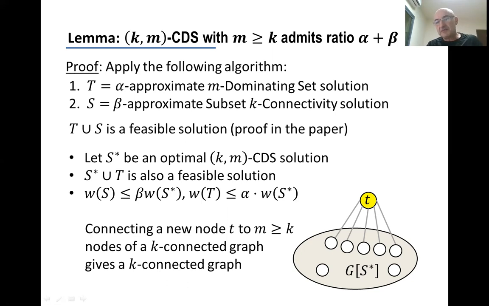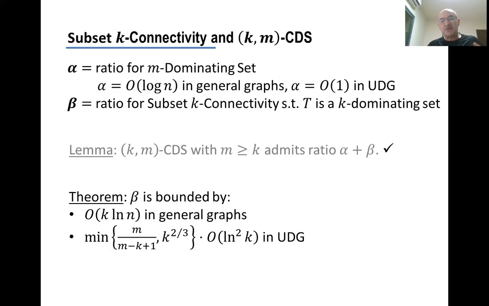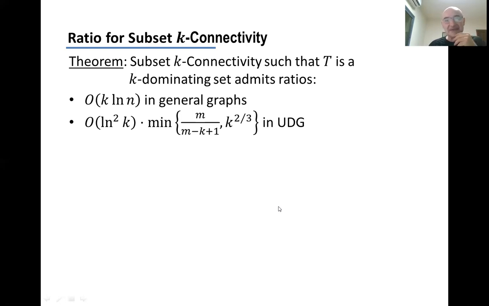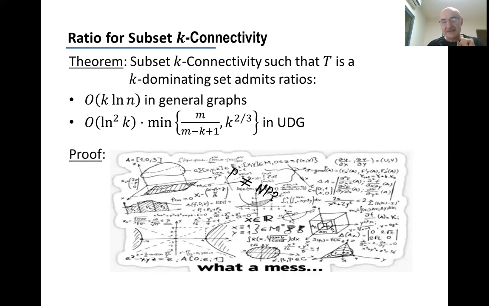Okay, so assuming we proved this lemma, what we need to do now is to prove certain bounds on beta, namely that the subset K connectivity problem, such that T is a K dominating set, admits certain ratios: order of ln N in general graphs and some expression of order lambda square K in unit-disk graphs. So let's start with it. And I composed a special proof for you. It's very short actually. And here it is.